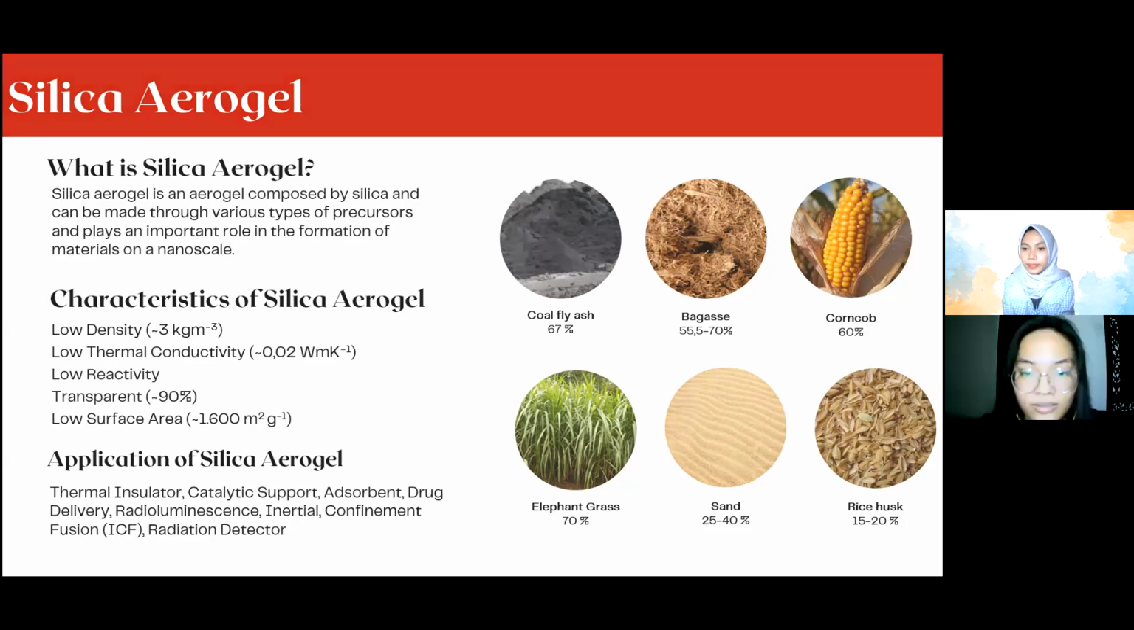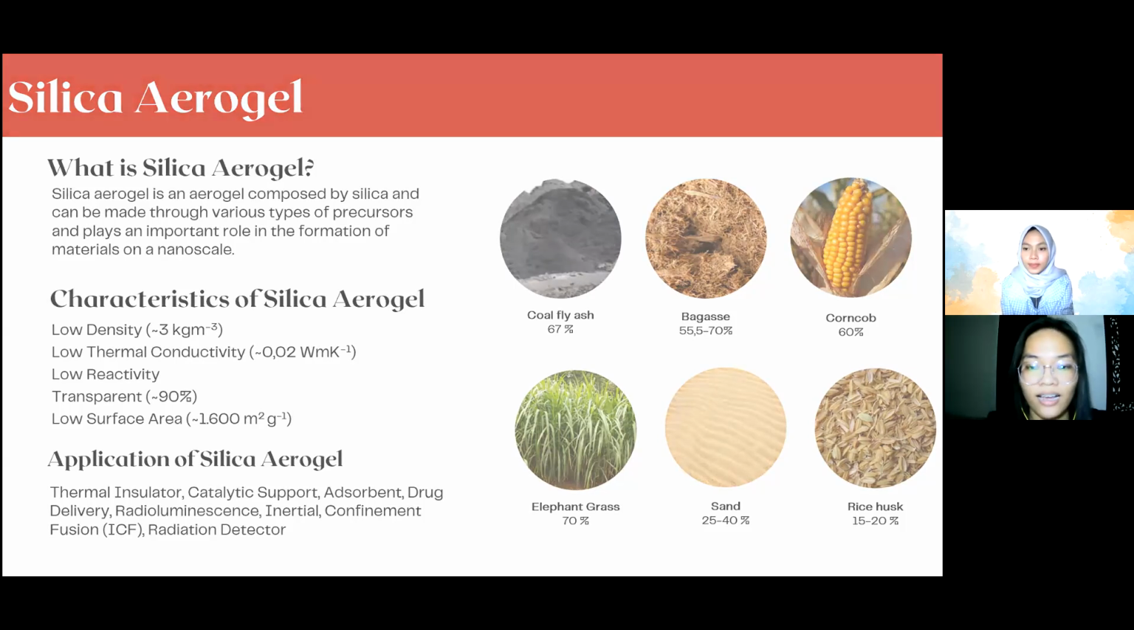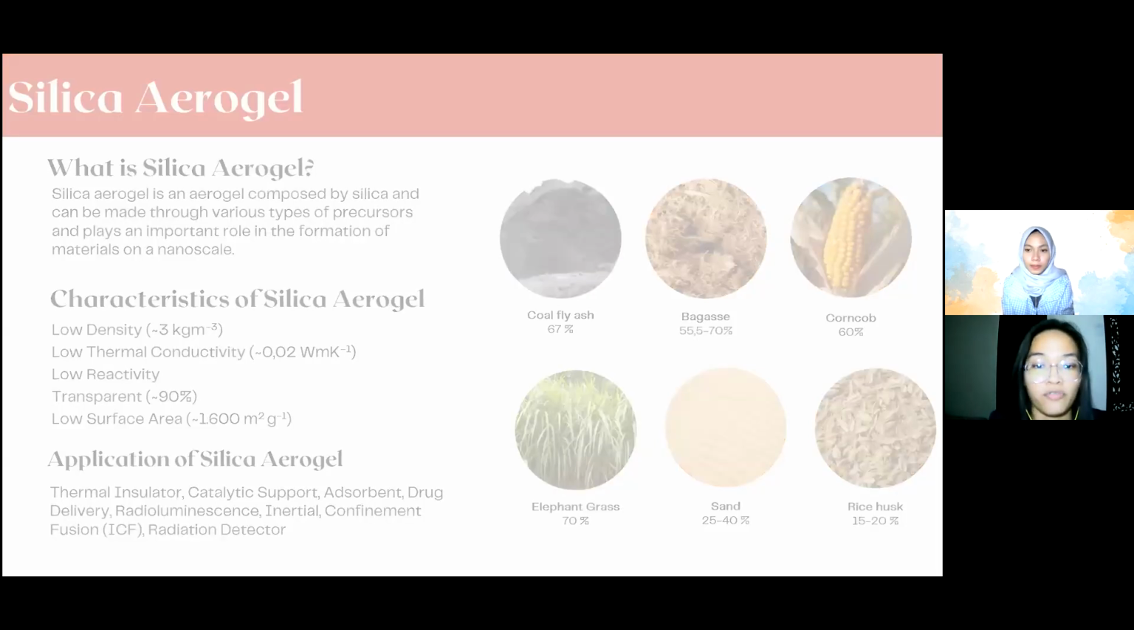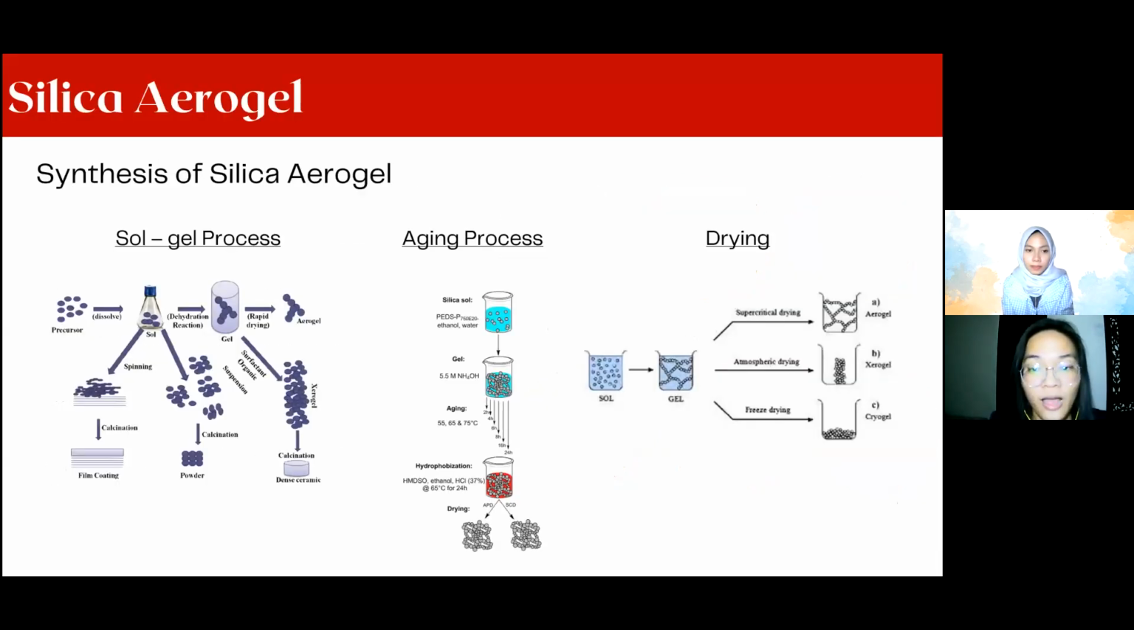Of the various types, silica can be extracted from a variety of different material sources. When compared with existing sources of silica material, bagasse waste can be used as an alternative material for making silica aerogel. The synthesis process of silica aerogel includes three steps. First, silica gel is obtained by the sol gel process. The second is an aging process to strengthen the gel, and the third is a drying process.